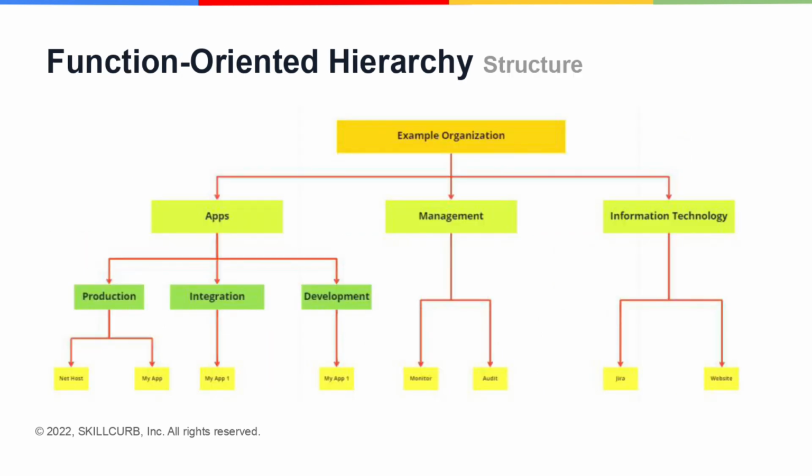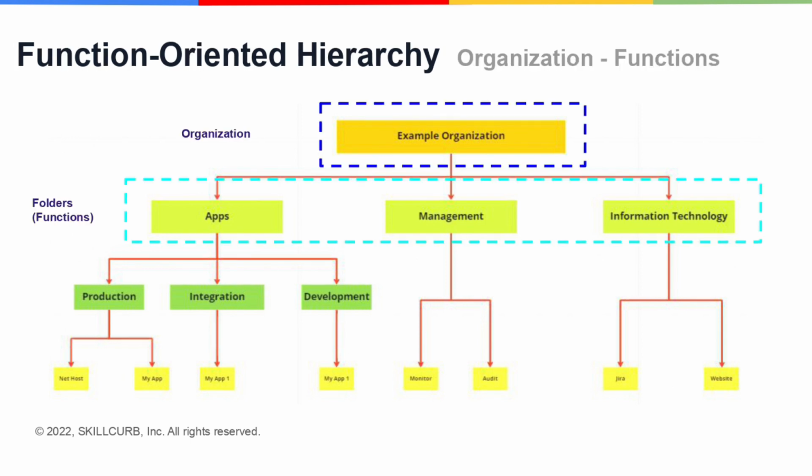So what is a function-oriented hierarchy? A framework used to organize employees is called a functional organizational structure. They're divided into groups according to their unique expertise and skills. An illustration of a function-oriented hierarchy can be seen in the diagram like so. Let's have a detailed discussion on this structure of a function-oriented hierarchy within GCP. Starting from the organization, there is one organization with a folder for each business function. The various business functions in this hierarchy include management, information technology, and applications.